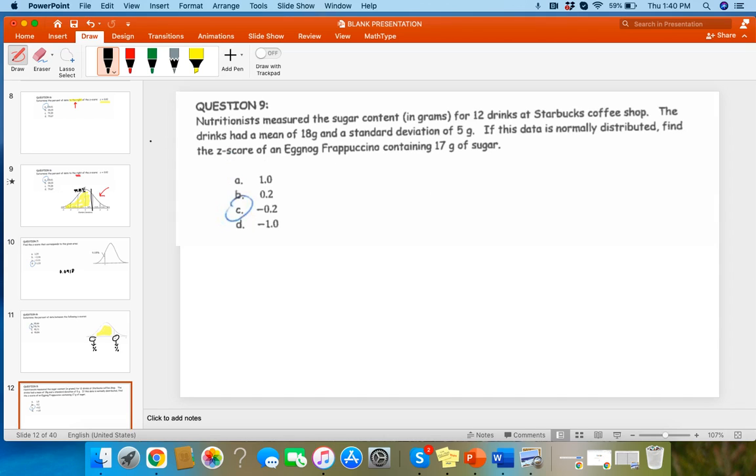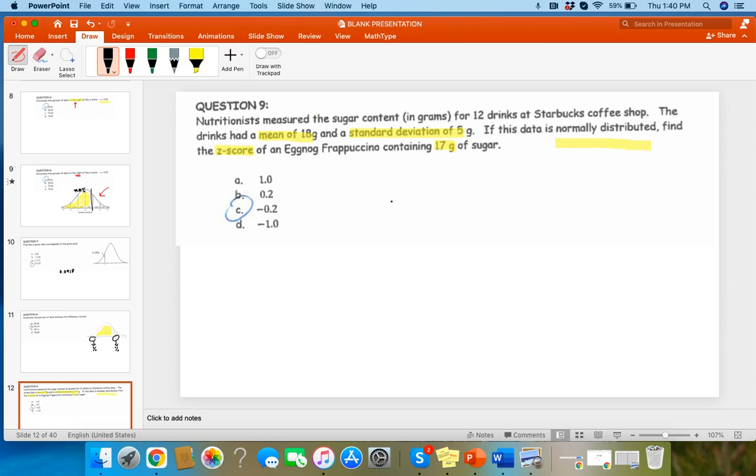Okay. Don't let word problems make you think that something is hard. There's just some simple stuff going on in here. Nutritionists measure the sugar content for 12 drinks at Starbucks coffee shop. The drinks had a mean of 18 and a standard deviation of 5. If the data is normally distributed, very important, find the z-score when you're looking at 17 grams.